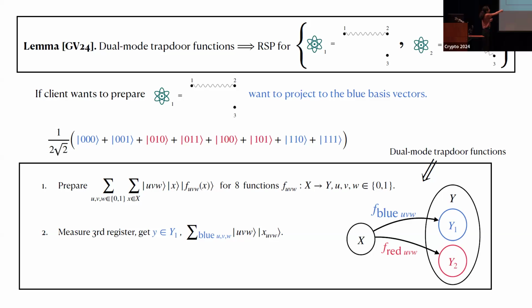Okay, so I guess we can construct this collection of 8 functions from dual mode trapdoor functions, the ones I defined earlier. And now we're done, because we can measure the second register in the Hadamard basis, like before, to get a superposition over these blue strings.